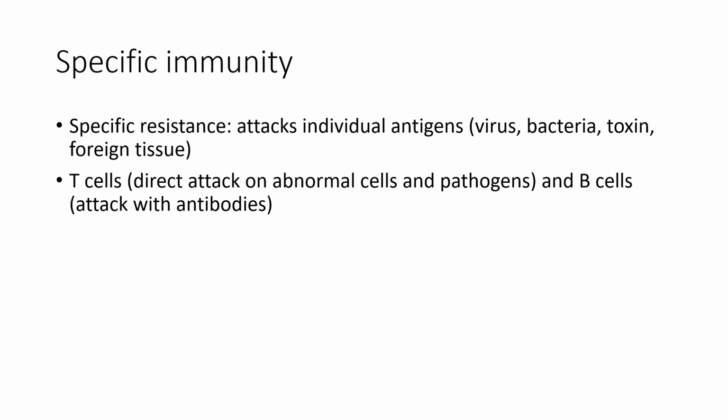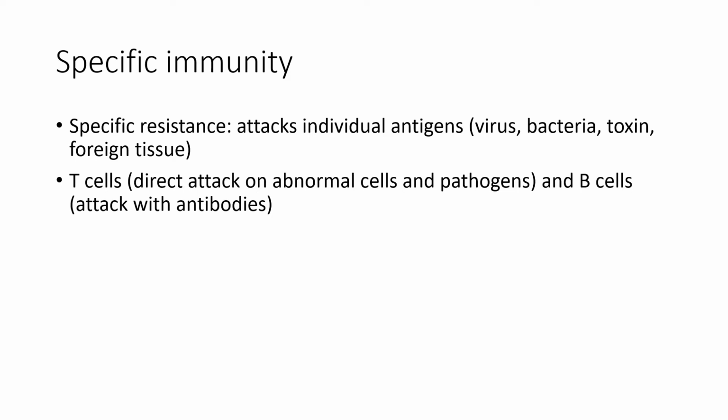Specifically, we are going to talk about now is T cells. Remember, we mentioned them before. That technically is not a part of non-specific resistance. It is specific. So we do have T cells that are going to be part of this specific immunity. And T cells are going to direct attacks on abnormal cells and pathogens, and B cells are going to attack with antibodies. I do want you to write down a few things here. B cells are going to work by identifying specific antigens on the surface of cells.